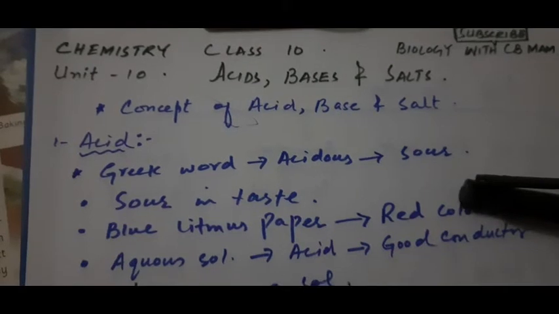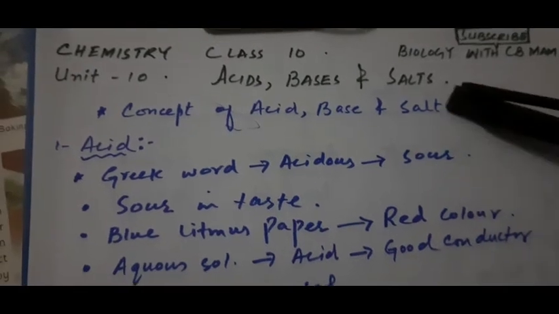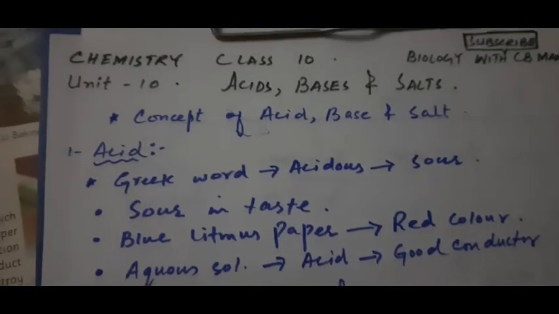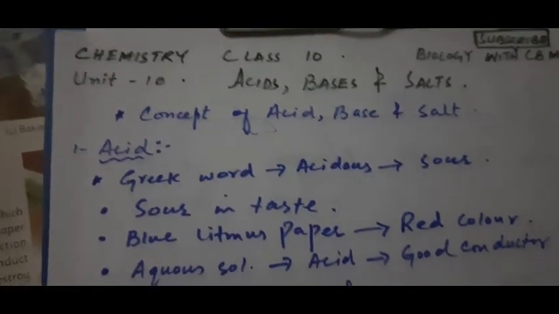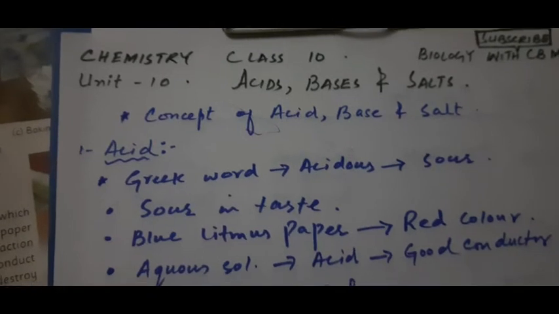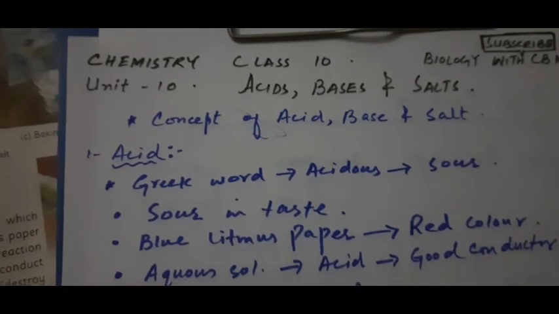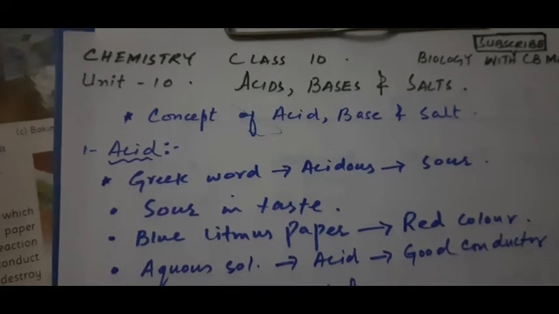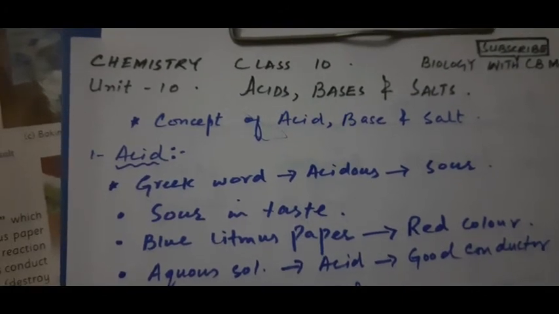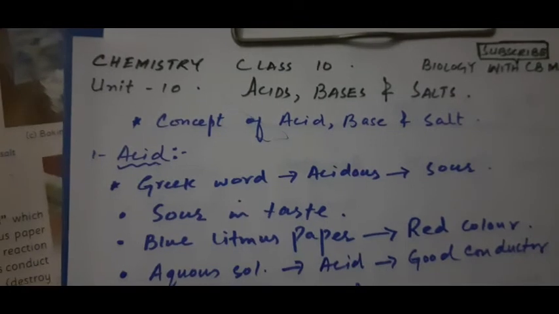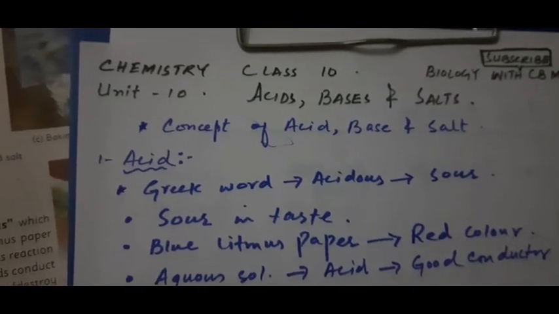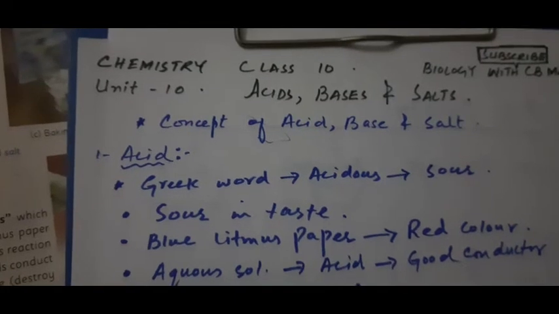Now moving toward the topic, the chapter is about acids, bases and salts, right? First of all, I would like to ask the question: how many food items are sour? In your daily life, you deal with lemons, oranges, grapefruit, etc. They are all citrus fruits and they have a sour taste. This sour taste is due to the acid known as citric acid present in them.